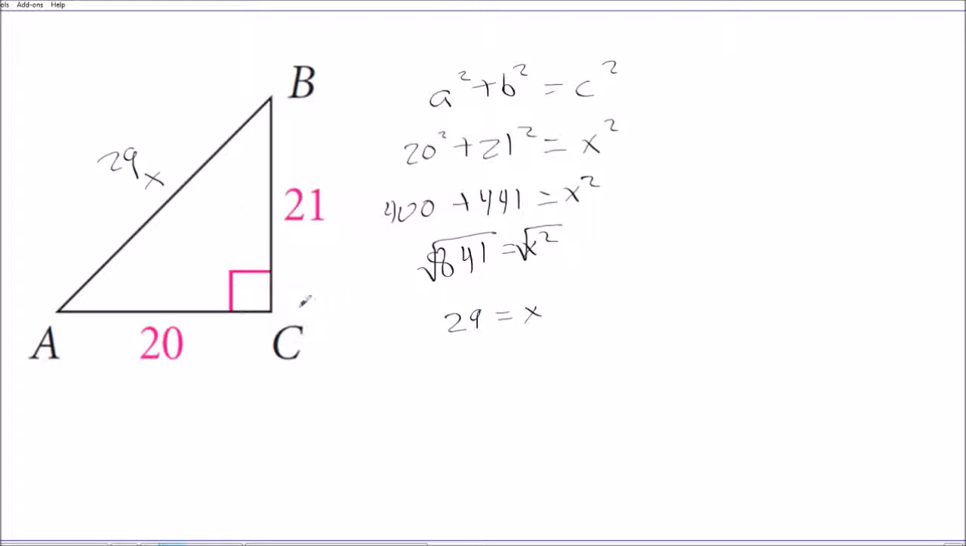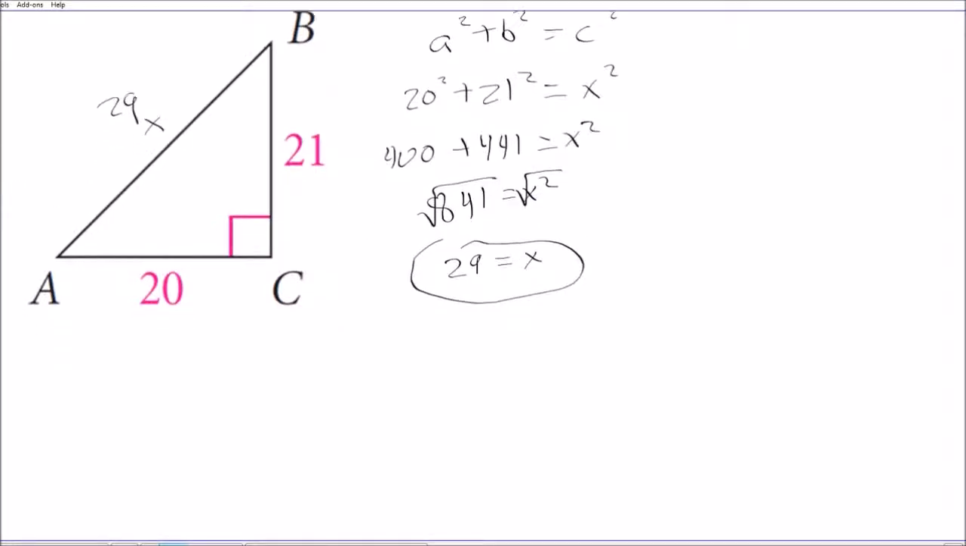Now, we should always check and see, is our answer reasonable or is our answer ridiculous? Okay, that's 21, that's 20. 29, yeah, it looks longer. I think that's reasonable. Would 841 have been reasonable? Probably not. If you have 20 and 21, 841 is probably a wee bit on the big side. That's why we had to take that square root there. Okay, so that one is 29.